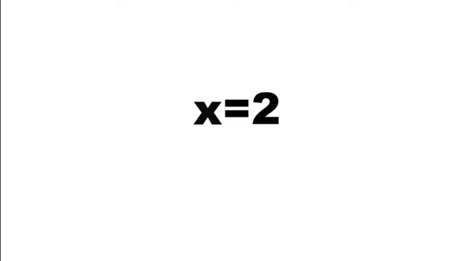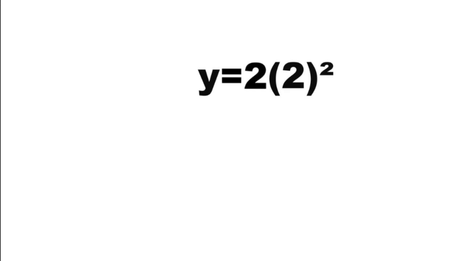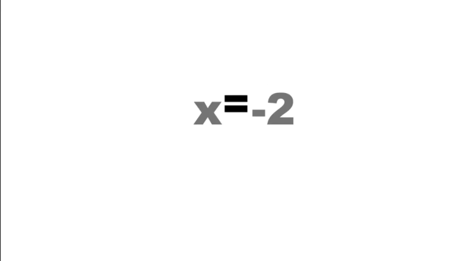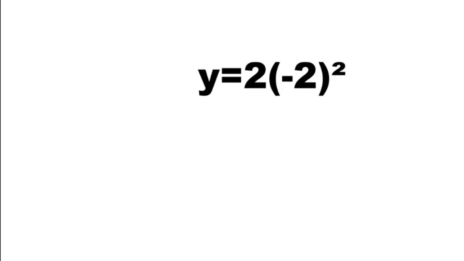If x equals 2, then y equals 2 times 2 squared, and 2 squared is 4, so y equals 2 times 4, or y equals 8. If x equals -2, then y equals 2 times -2 squared, and -2 squared is also 4, so y equals 2 times 4, or y equals 8.